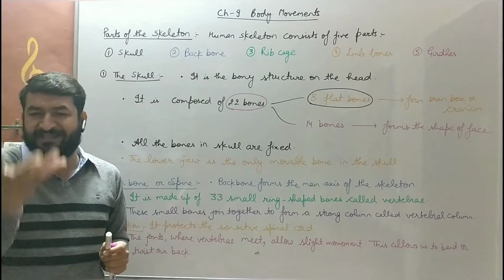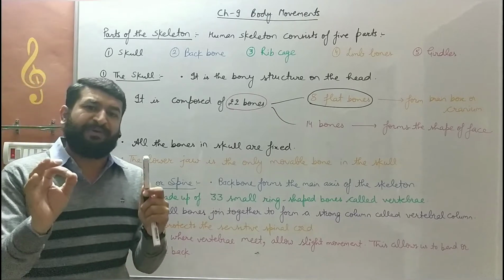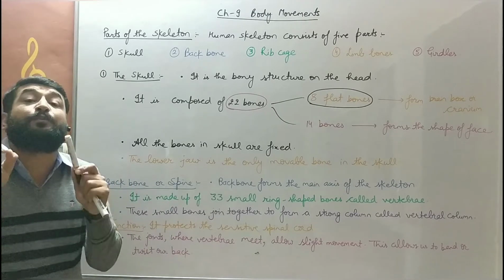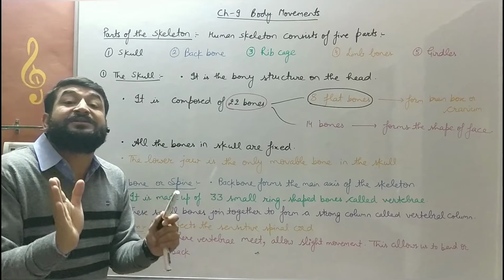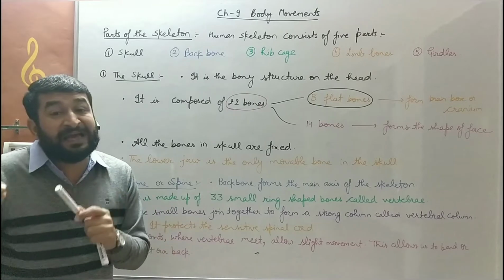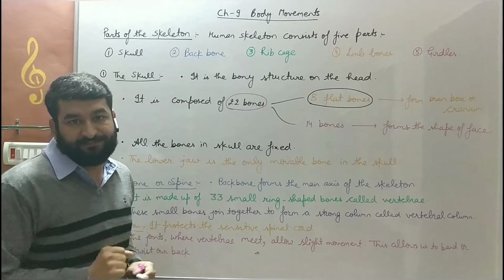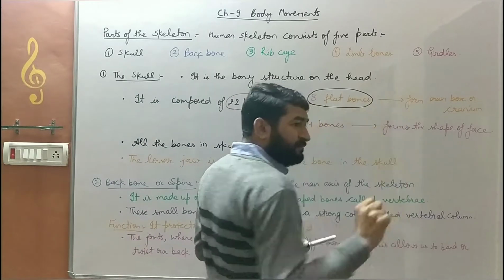And there is a box-like structure that is known as the cranium, in which the brain is present and protected. So it is the function of the skull to protect the brain from any external or physical injury. Next, out of 22, 8 flat bones form the cranium.